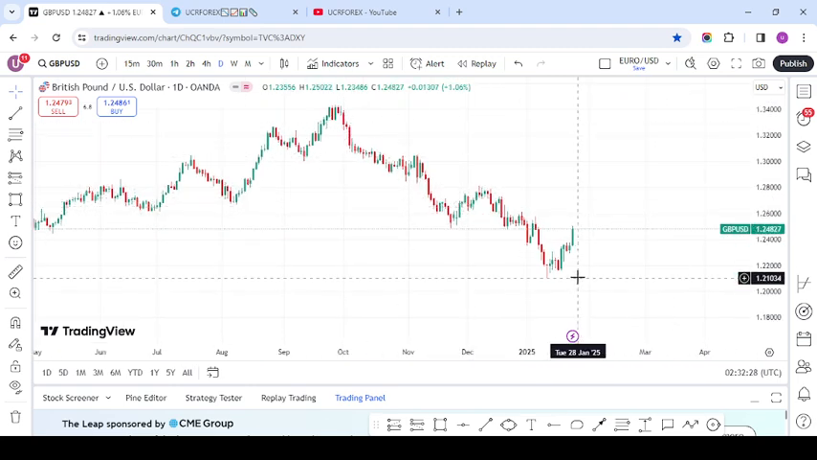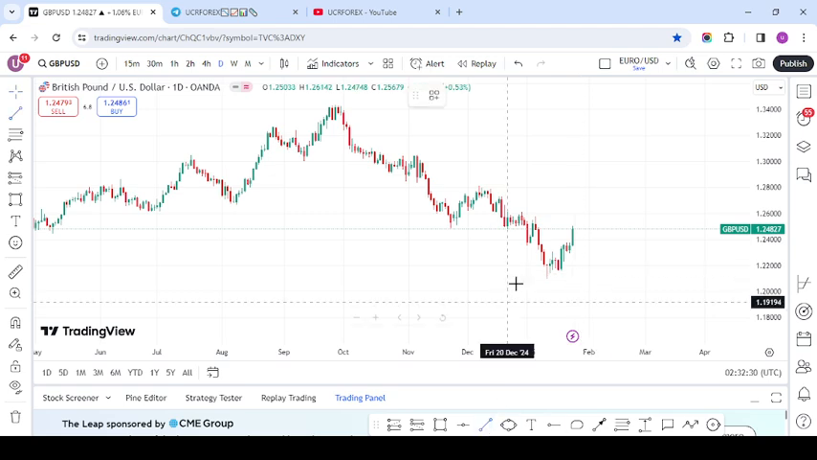The market has been bearish for a very long period of time, and this was the last high the market printed.